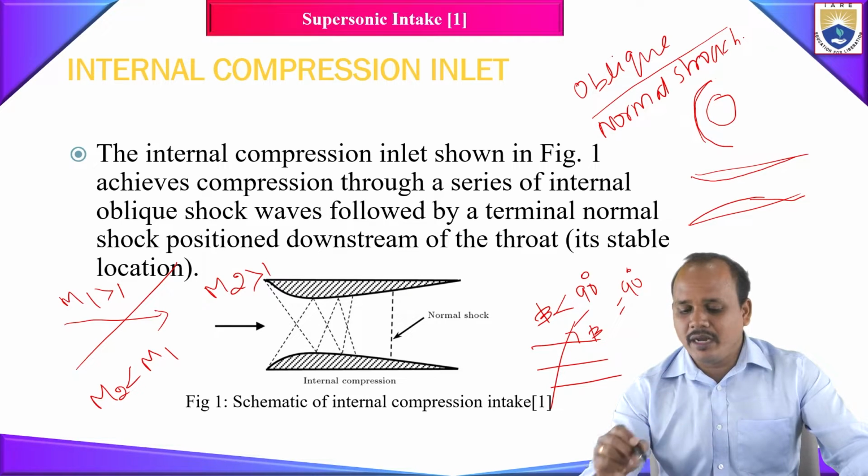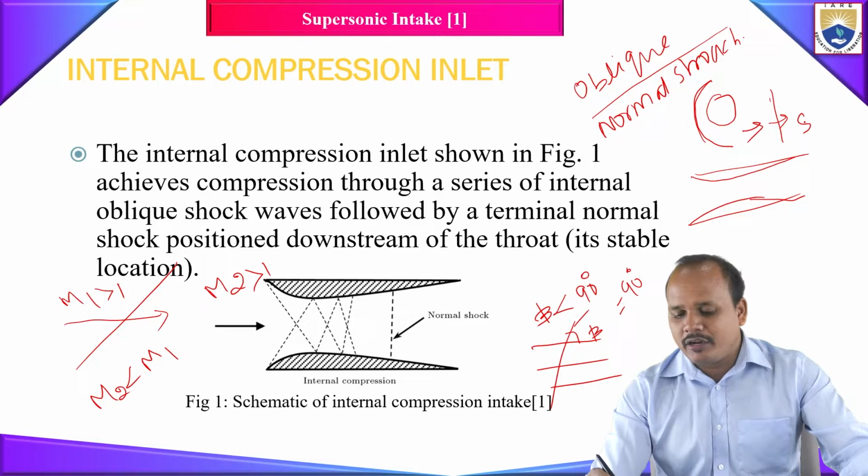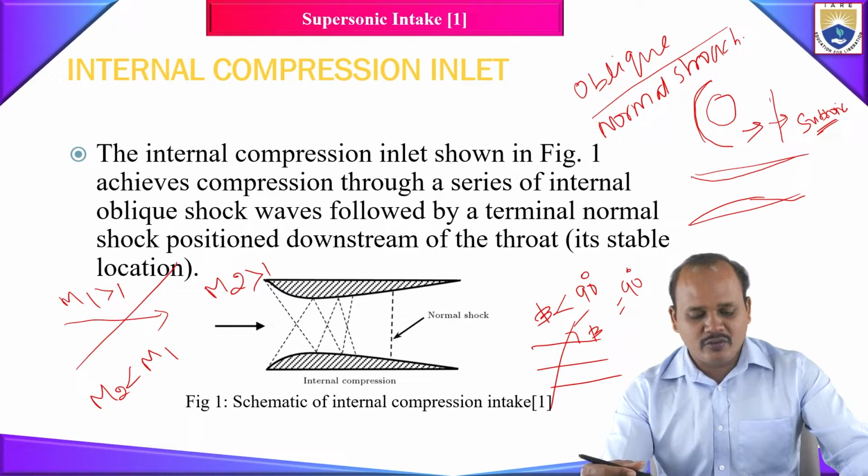But when you take a normal shock wave, irrespective of whatever the Mach number, when the flow is crossing a normal shock wave, what will happen? You will have subsonic flow. Your flow will become completely subsonic. That is the fundamental difference between oblique shock wave and normal shock wave.